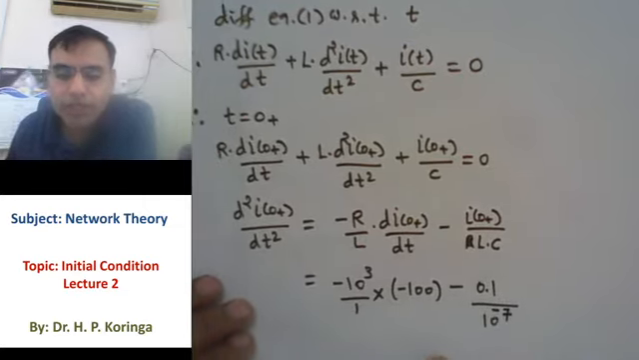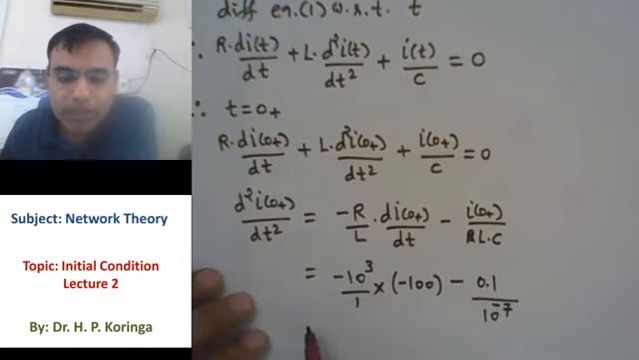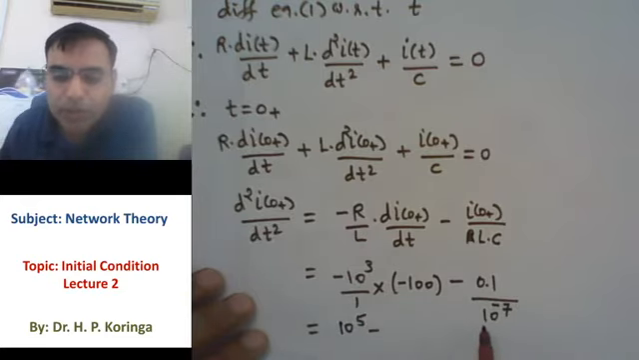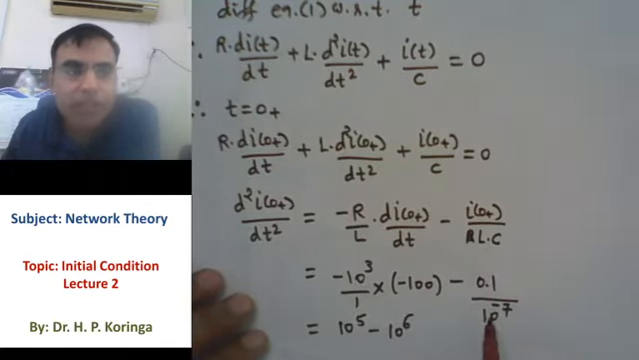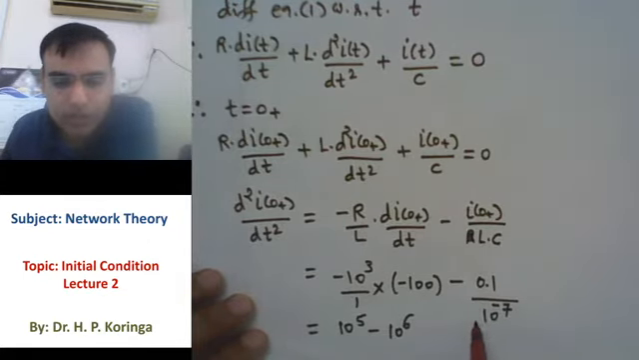Right. So let me simplify it. 10 raised to 3 multiplied by 10 raised to 2, so it is minus minus plus, so it is 10 raised to 5. Minus 0.1 divided by 0.1, so it is 10 raised to 6. So 0.1 divided by 10 raised to minus 7 is equal to 10 raised to plus 6.